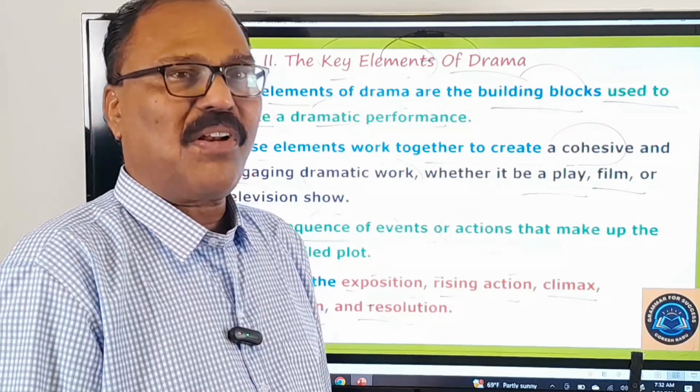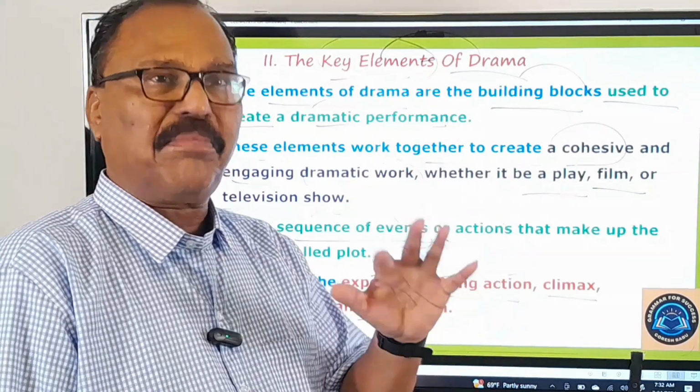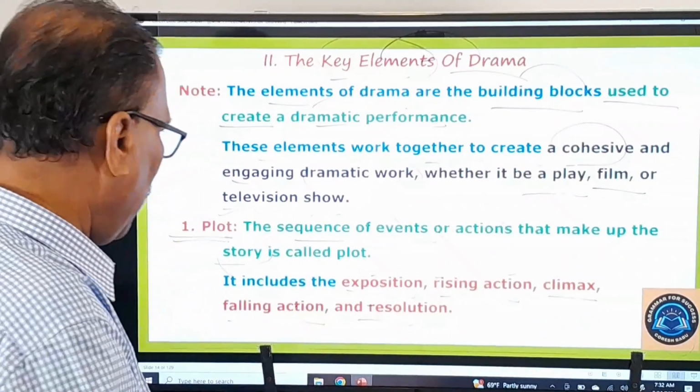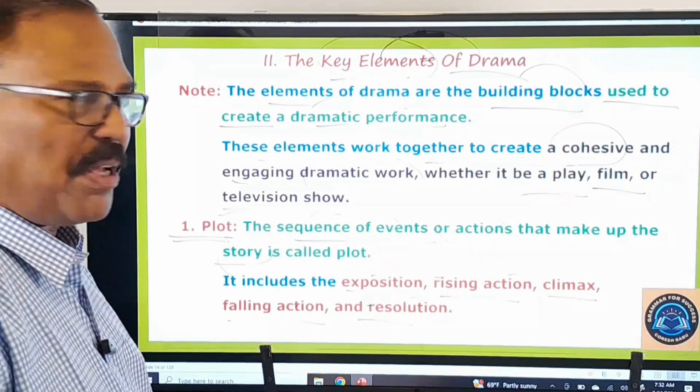Super is there, but duper is not there in English. Only for rhythm's sake, people use it. But it becomes a super film, a super movie, right? And now let's move on to other key elements of the drama.